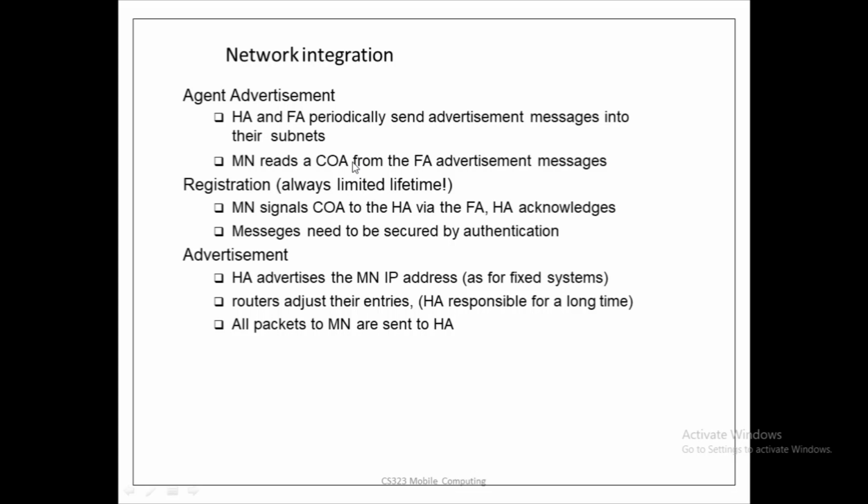So this is about the agent advertisement. After that comes registration, which always has a limited lifetime. The mobile node signals the care of address to the HA via the foreign agent, and the HA acknowledges. The messages need to be secured by authentication. HA advertises the MN IP addresses as for the fixed system. Routers adjust their entries. The HA is responsible for a long time. Now all packets to the MNs are sent to the HA.